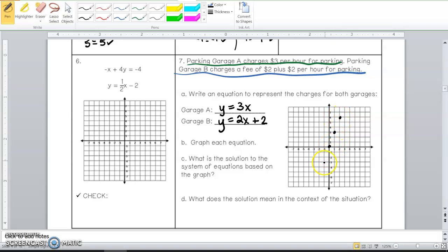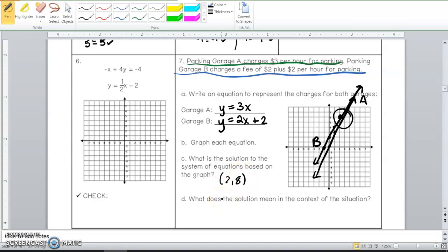we will see that parking garage A is here. They actually shared that point. I just didn't do a good job of it here. And that's parking garage B. So it appears that the solution to my system was (2, 8).